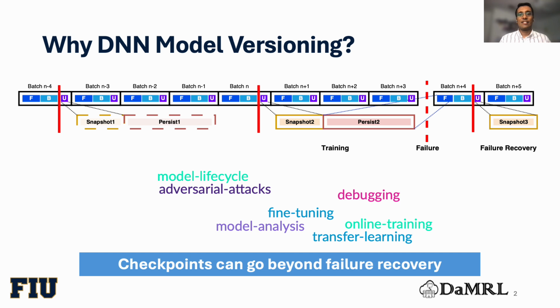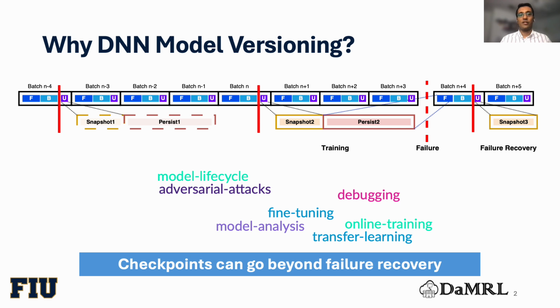Model versioning is essentially the task of persisting model state at different points in time, and then managing these model states for different downstream tasks. Now, this sounds like model checkpointing. What is the difference? The difference is in the motivation.